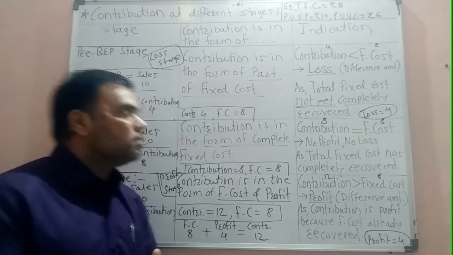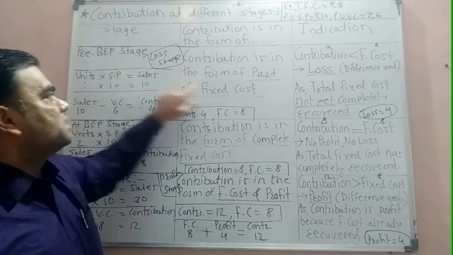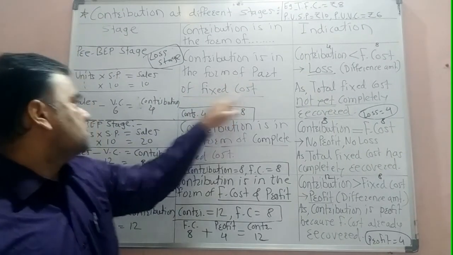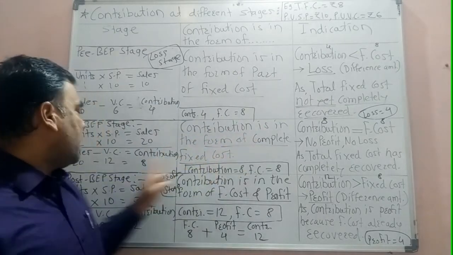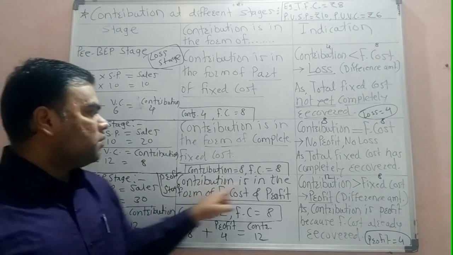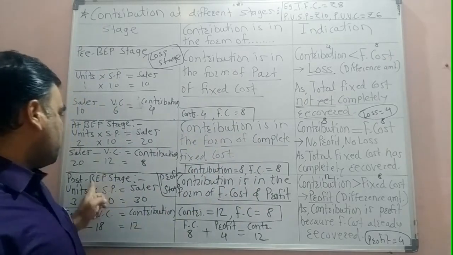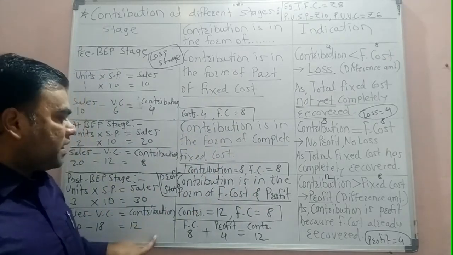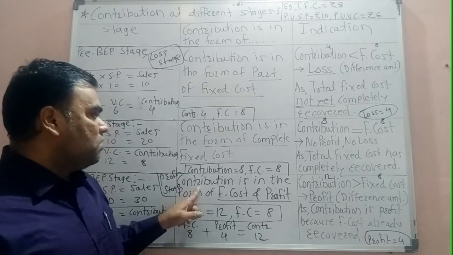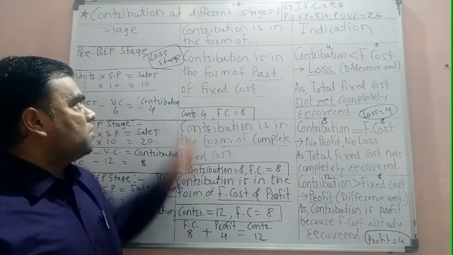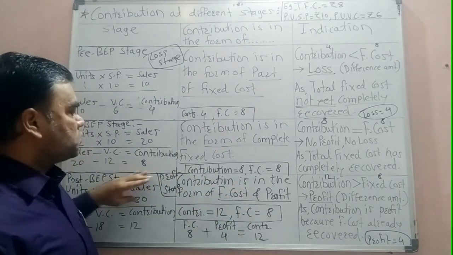And we have also understood how the form of contribution changes. At pre-BEP stage, it is in the form of part of fixed cost. At BEP stage, contribution is in the form of complete fixed cost. And at post BEP stage, contribution is in the form of fixed cost and profit. You can see total contribution at post BEP stage is 12, and out of that 12, recovered fixed cost is 8 and profit is 4. So at post BEP stage the contribution is in the form of fixed cost and profit.